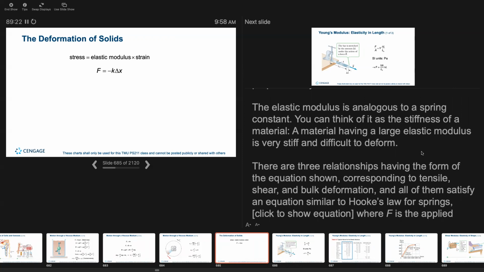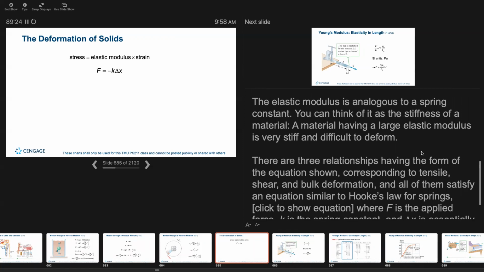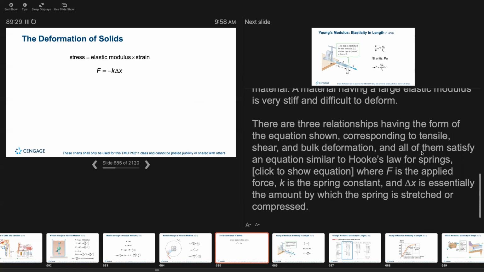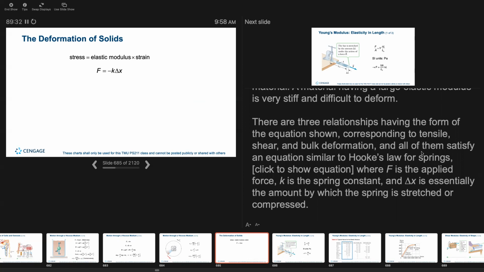You can think of it as a stiffness of the material. The material having a large elastic modulus is very stiff and difficult to deform. There are three relationships having the form of the equation shown, corresponding to tensile, shear, and bulk deformation, and all of them satisfy equations similar to Hooke's law for springs, where F is the applied force, K is the spring constant, and delta X is essentially the amount by which a spring is stretched or compressed.